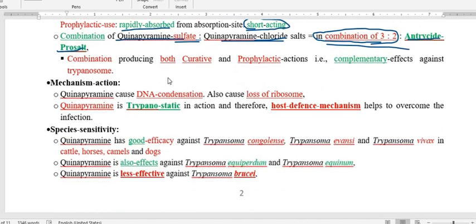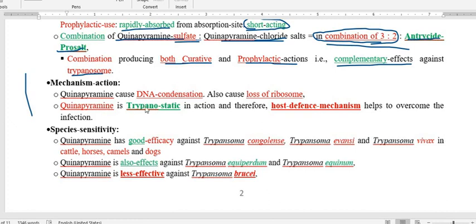So what is antrycide prosalt? It is the combination of quinapyramine sulfate and quinapyramine chloride in the ratio of 3:2. The sulfate is for therapy, whereas the chloride is for the prophylactic measure, as both the chloride and the sulfate show a complementary effect against the trypanosomes.